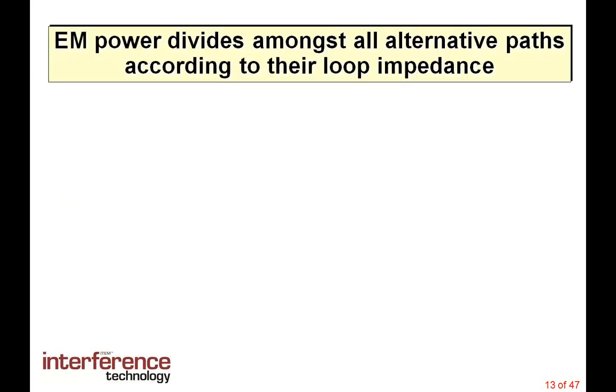Where you've got multiple paths that a current could flow through. Now, this is very typical of a ground return, for instance, or a power supply connection, where there are many points that the current could flow through as it returns. The electromagnetic power flow, which you think of as a current, divides amongst all the alternative paths according to their loop impedance.